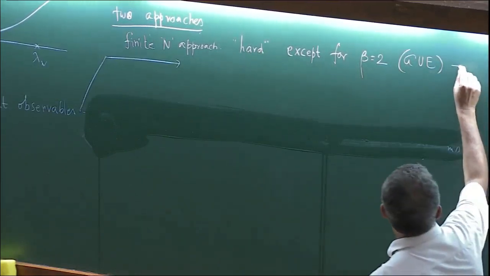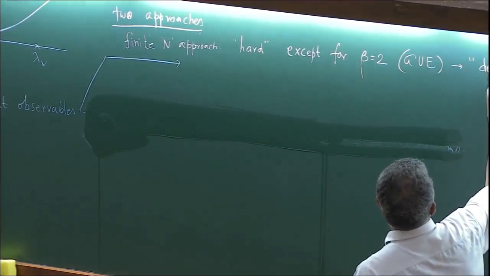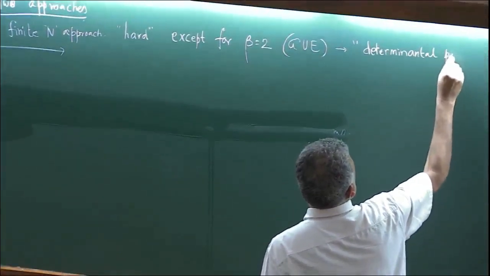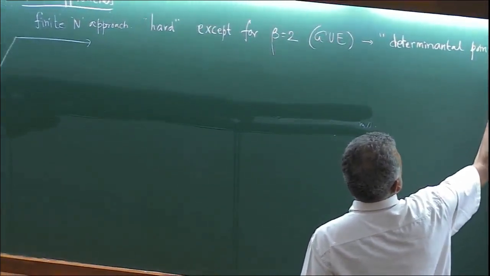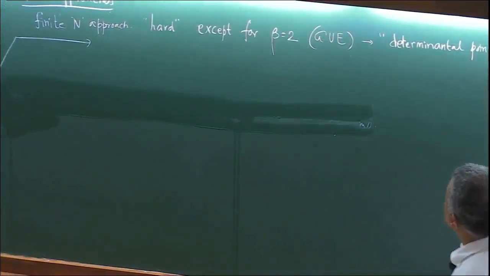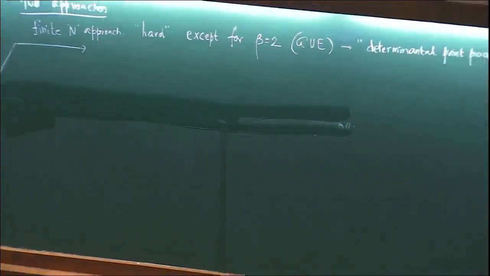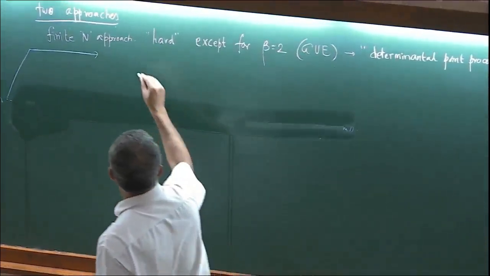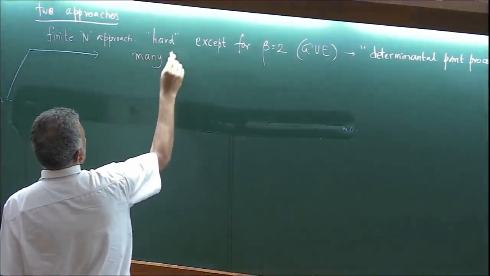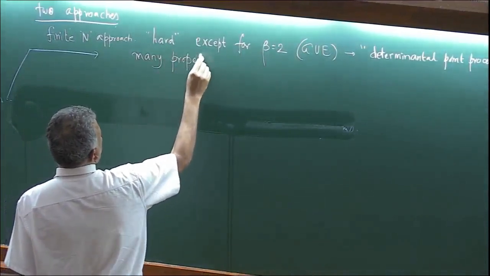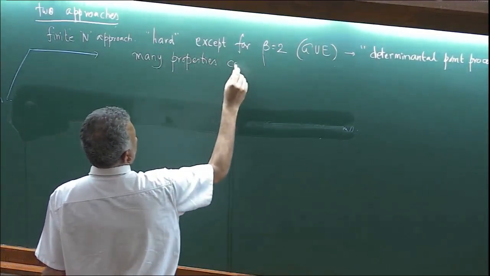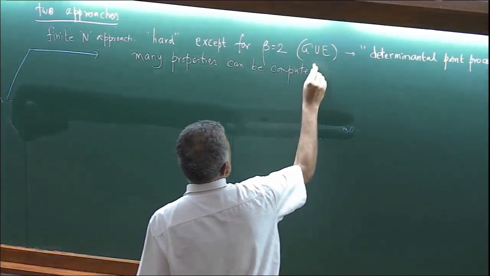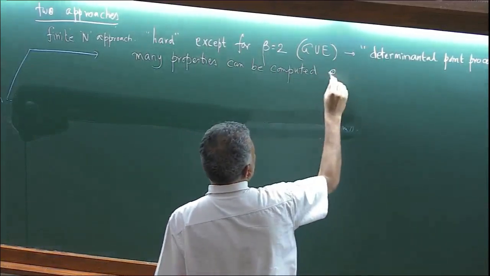And I just mentioned, but I didn't show you. So this is called the determinantal point process. And using this property of determinantal process, you can actually calculate many things exactly. So many properties can be computed explicitly. Unfortunately, I won't have time to show you this. But you can go and read up the literature. At least you know the name now.